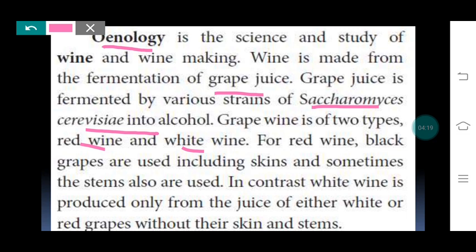So red wine, for red wine we use black grapes. When you use black grapes, you are using the skin, and sometimes the stem is also used. As opposed to this, we have white wine. White wine is produced from the juice of either white or red grapes without the skin and the stem. So this is the difference between red and white wine. Understand, right?